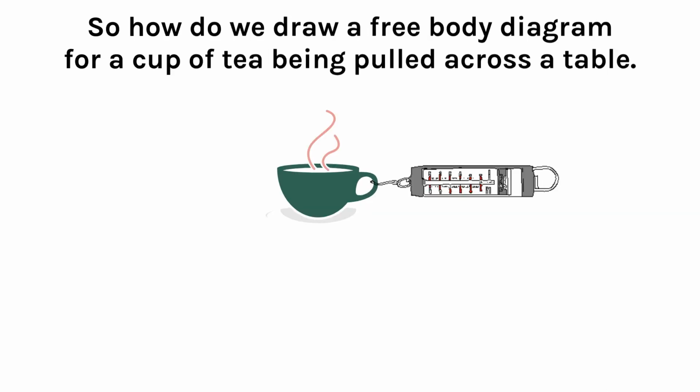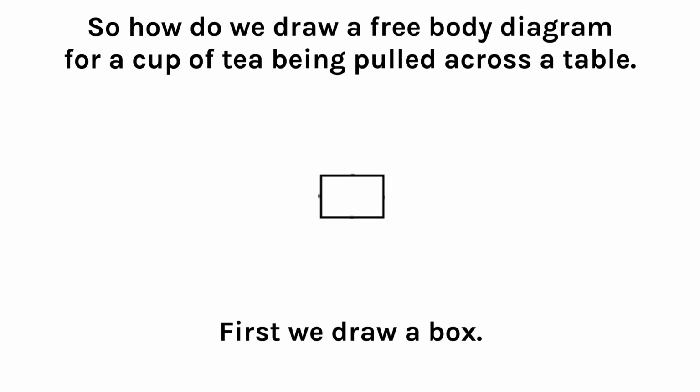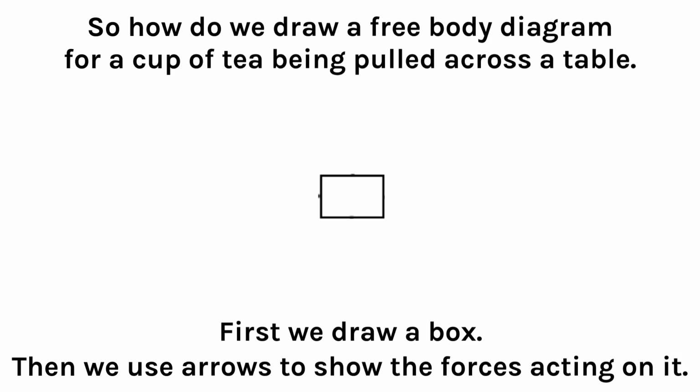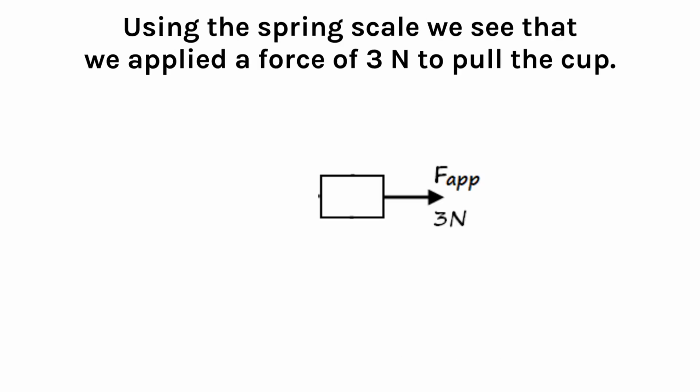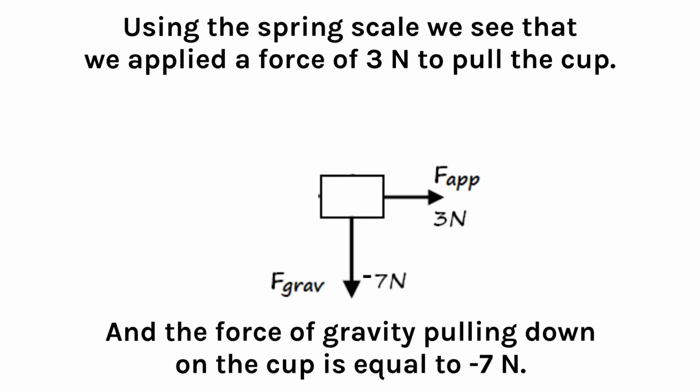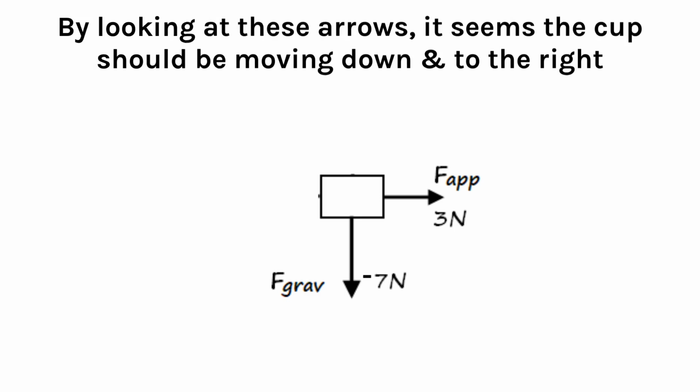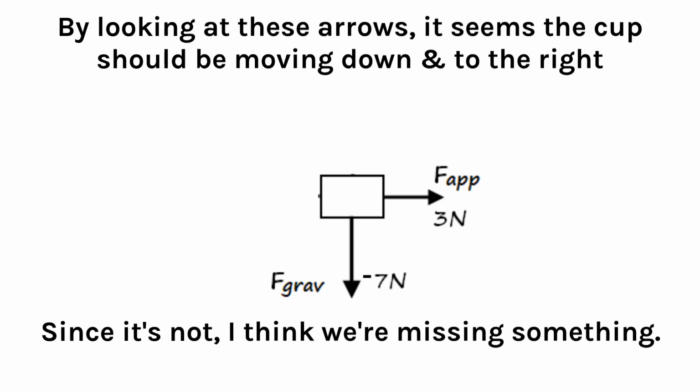So how do we draw a free body diagram for a cup of tea being pulled across a table? First we draw a box, then we use arrows to show the forces acting on it. Using the spring scale, we see that we applied a force of 3 newtons to pull the cup, and the force of gravity pulling down on the cup is equal to -7 newtons. By looking at these arrows, it seems the cup should be moving down and to the right. Since it's not, I think we're missing something.